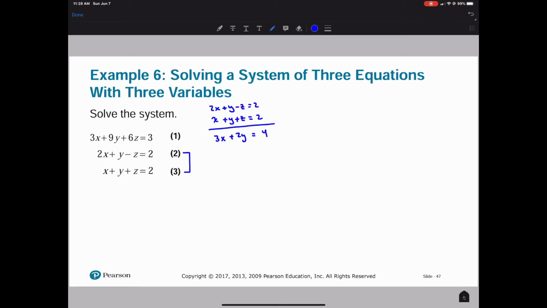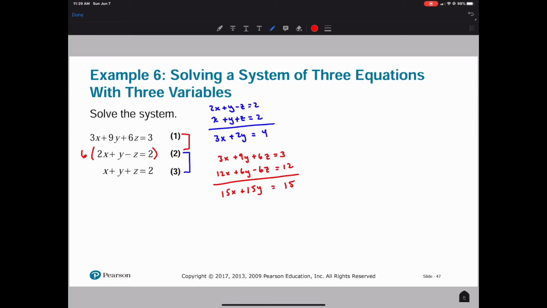Now I have to do 2 more. So I'm going to do it in a different color. To get rid of z again, I'm going to do equations 1 and 2, but I'm going to have to multiply the bottom one by 6. So it's going to be 3x plus 9y plus 6z is equal to 3. Then we have 12x plus 6y minus 6z is equal to 12. And then we're going to add these. This gives me 15x plus 15y. The z's cancel, and it's equal to 15.